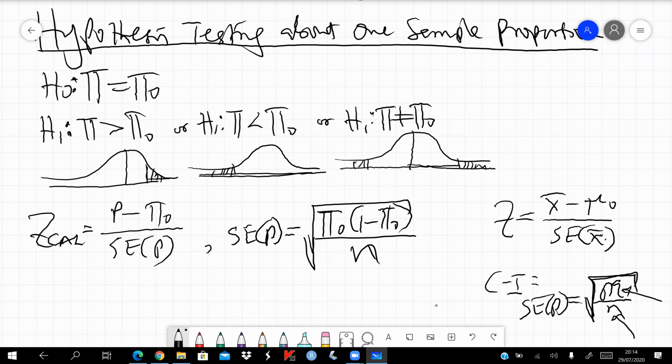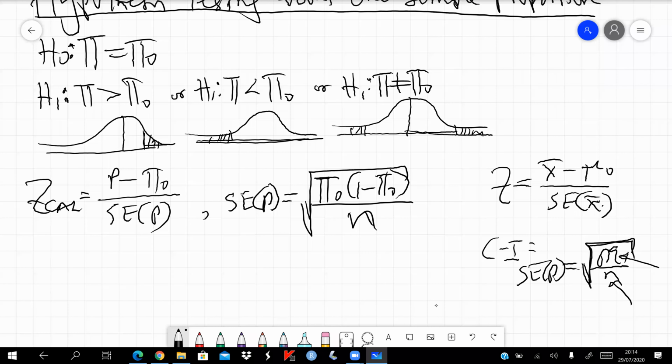The other parts are easy to see. N is the sample size. Pi naught is the hypothetical population proportion, and so on and so forth. So let's go to the example because the other steps are the same.